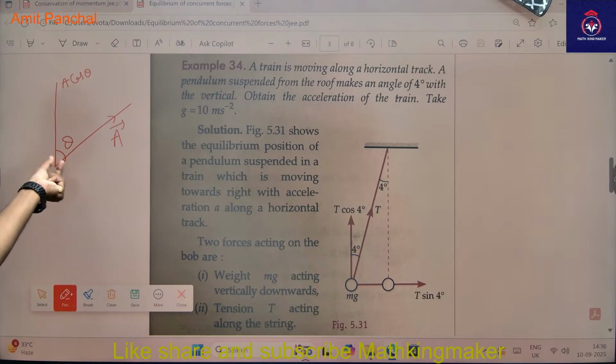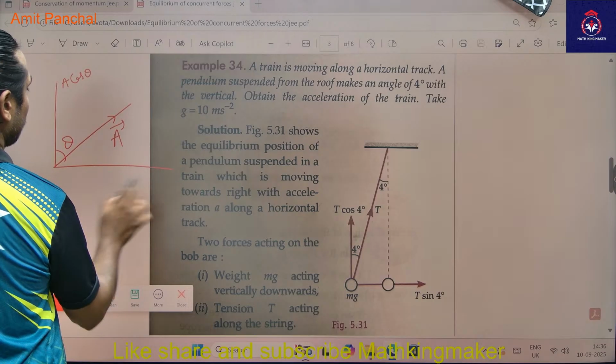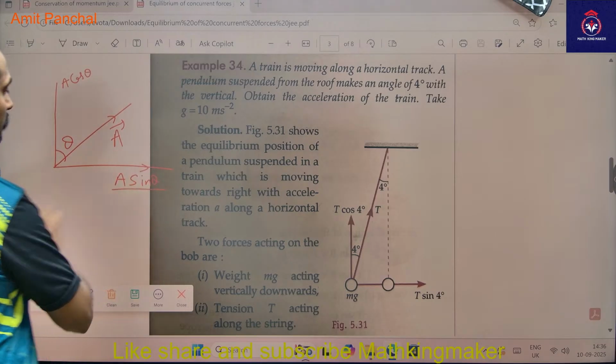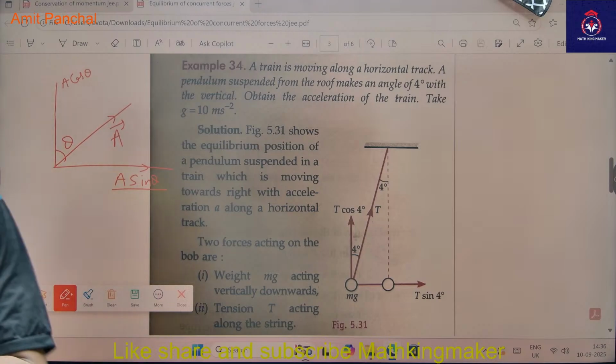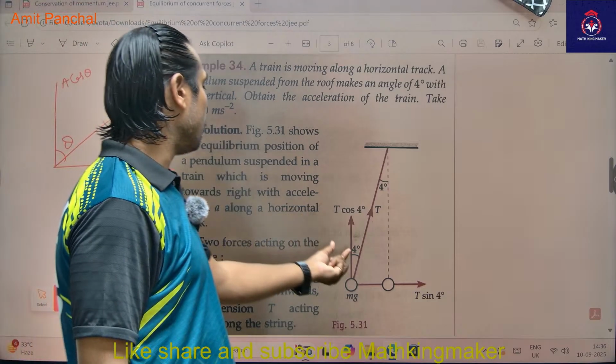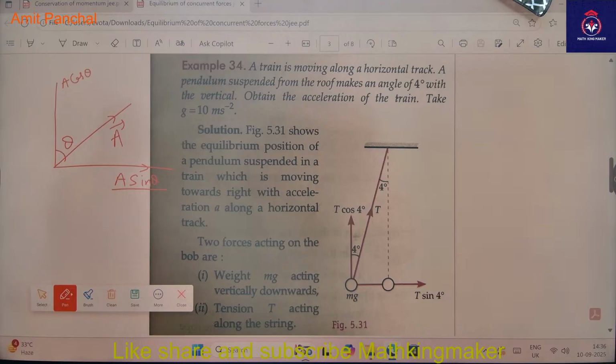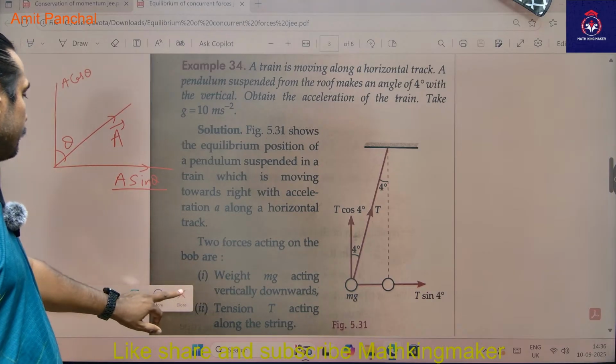So with theta it is taken as A cos theta, and without theta it is taken as sin theta. Got my point? That's why it is taken as T cos 4, because it is along the vector, along theta.